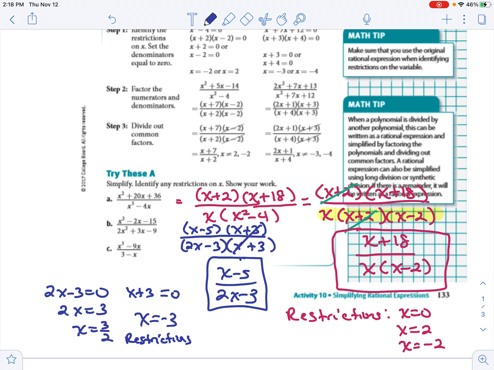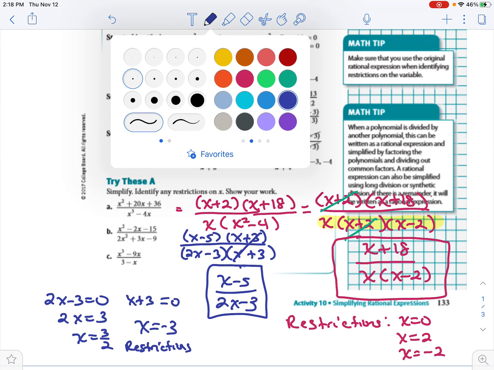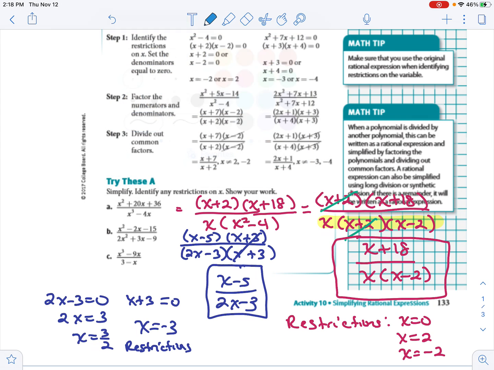All right, and we don't really have a lot of room for C, but I'm going to try to put it on the side here just so that you can see it's kind of an interesting case. Okay, so for C, let's start it up here. For C, we have x cubed minus 9x. And so what I'm going to want to do first is factor out an x. So I have x squared minus 9. And the bottom I have 3 minus x.